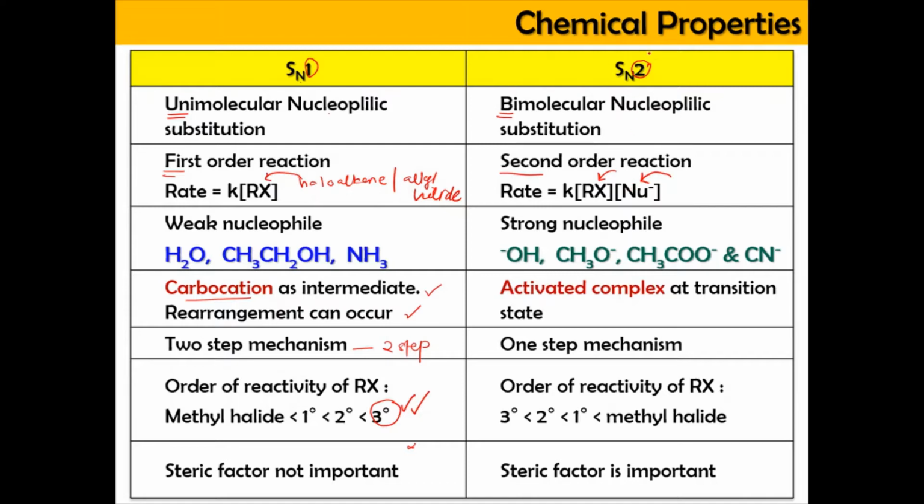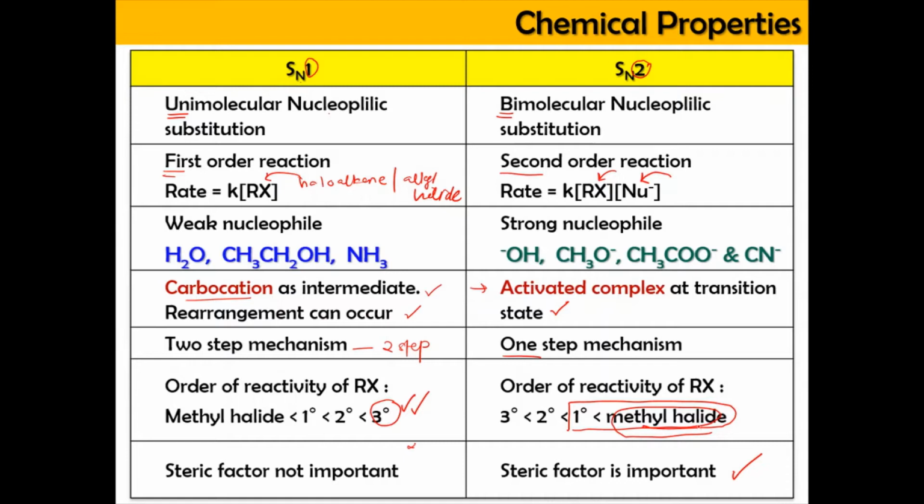So in SN2, we depend on a strong nucleophile, such as hydroxide, methoxide, cyanide, and so on. In this step, it involves the activated complex, and it is a one-step mechanism. For SN2, the methyl halide is more suited to the SN2 mechanism. So primary and methyl halides are the best for SN2. And here, the steric factor is important.